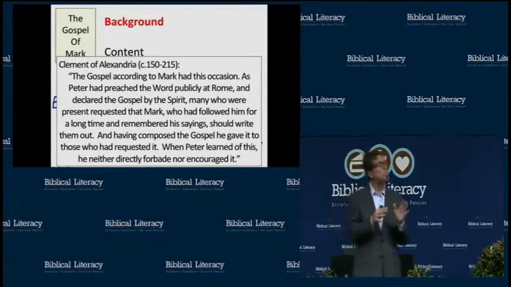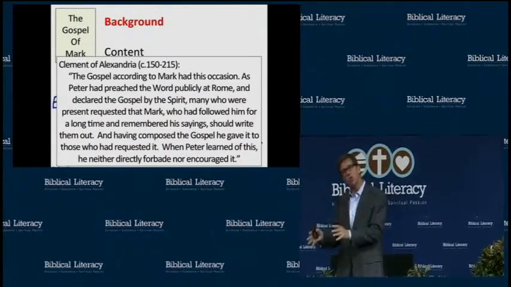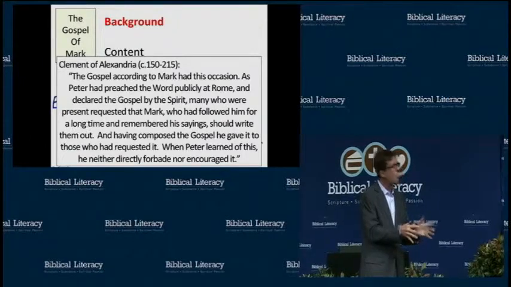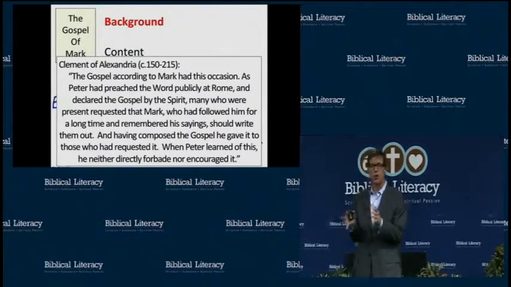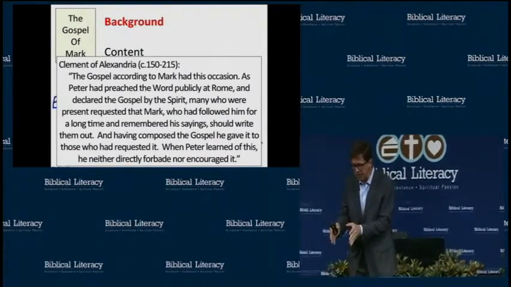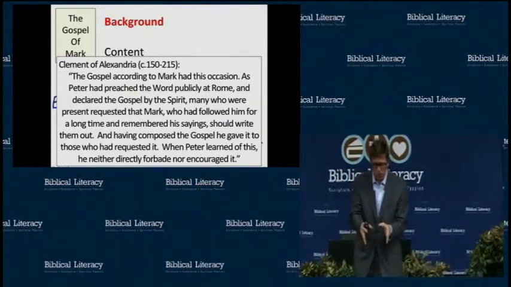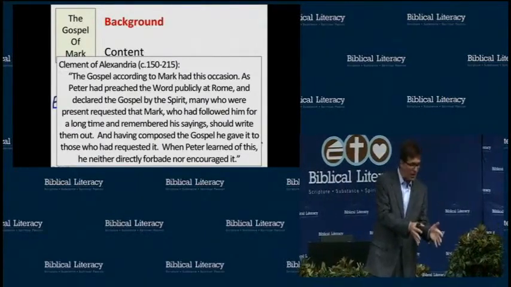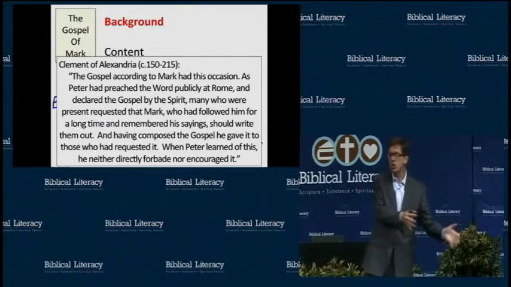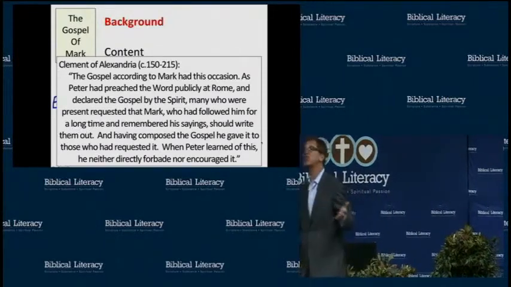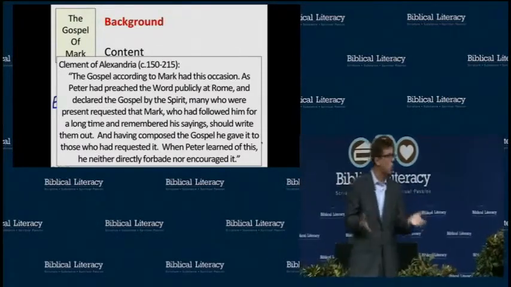Now, the early church is unanimous that Mark wrote Peter's gospel. Where the early church fusses over it is, was it done with Peter's permission, without Peter's permission, with Peter acquiescing, or even after Peter died. Some say it was instructed by Peter and Mark was told to write it.